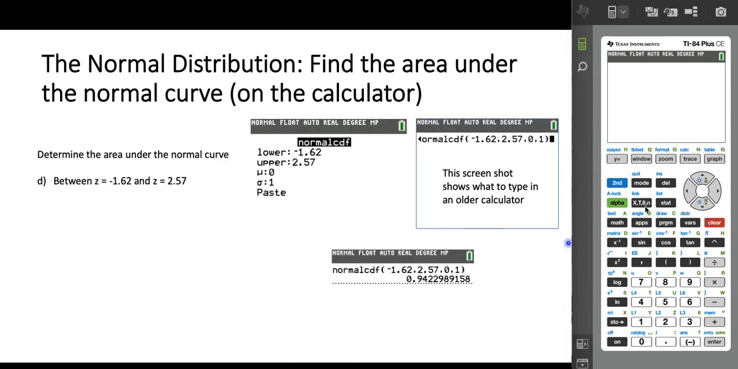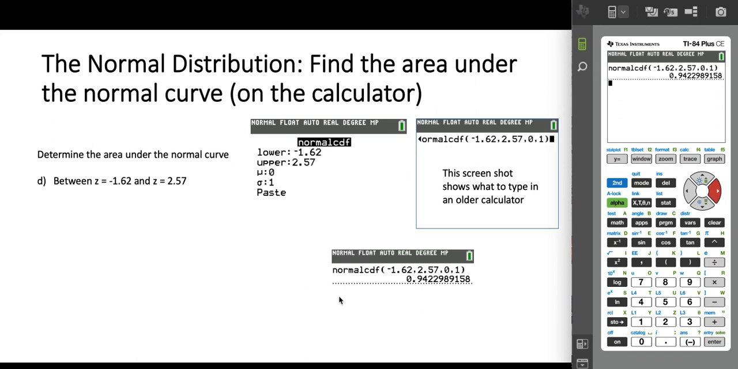So on the calculator, we go to our distribution wizard, normal CDF function. The lower value in this case is negative 1.62. The upper value is 2.57. So we're finding the area between these two values. Press enter, and you get the answer of 0.9423 when we round it.